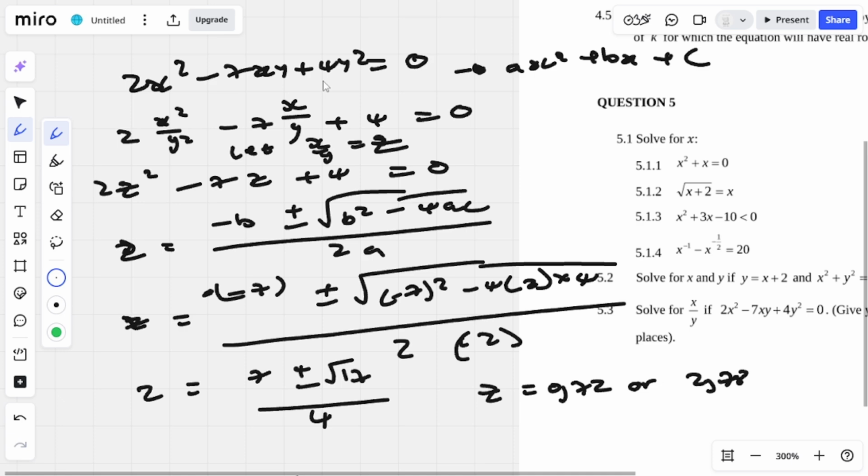Now, since we know that z is x over y, you can write it and say x over y is equal to 0.72 or 2.78, since that is the form that they requested the answer to be in.